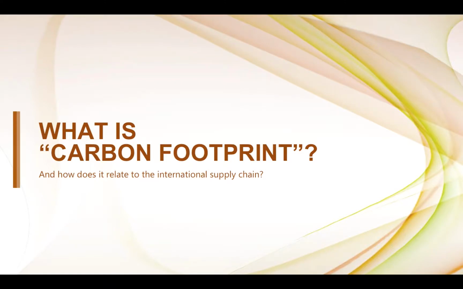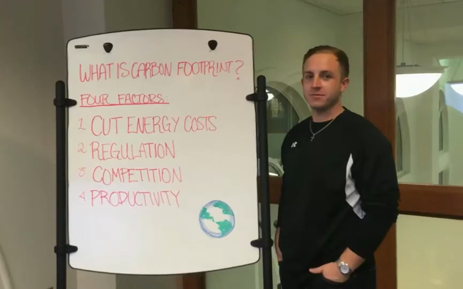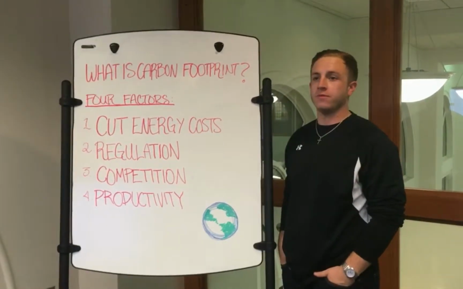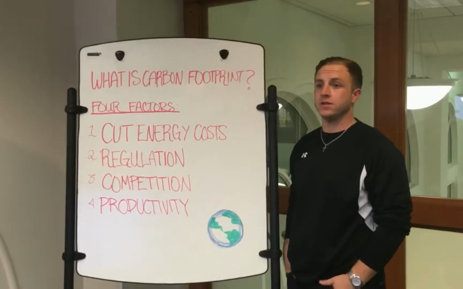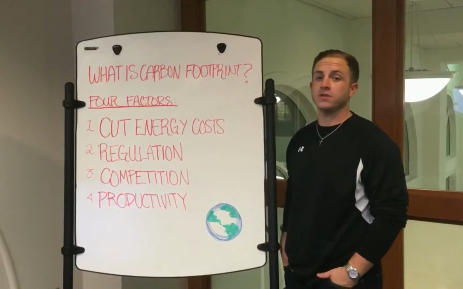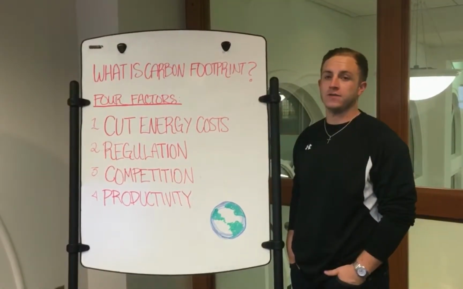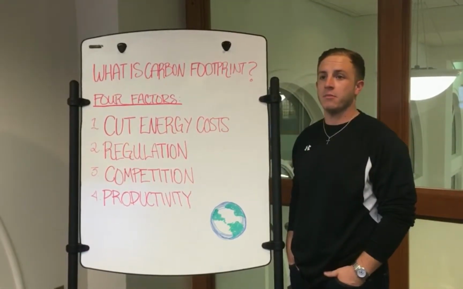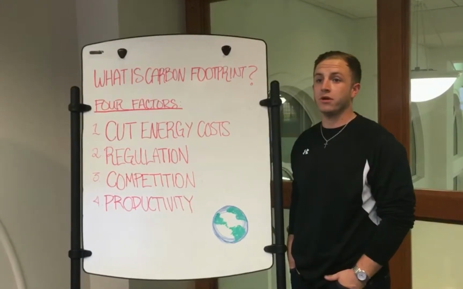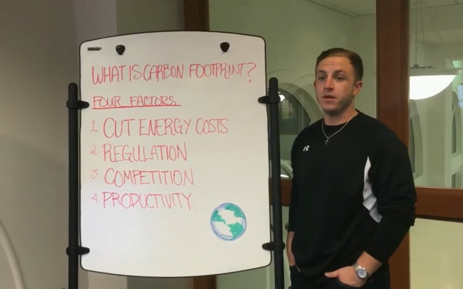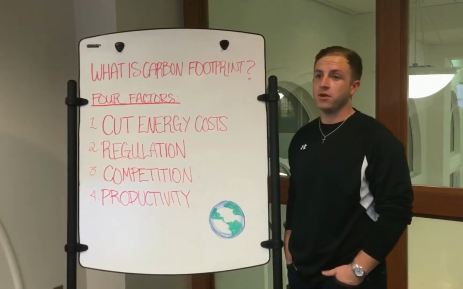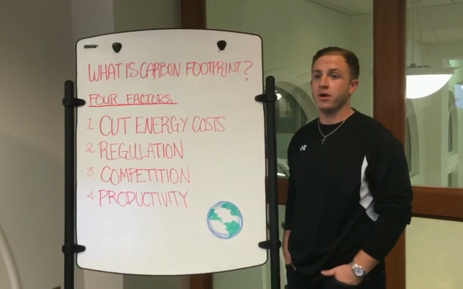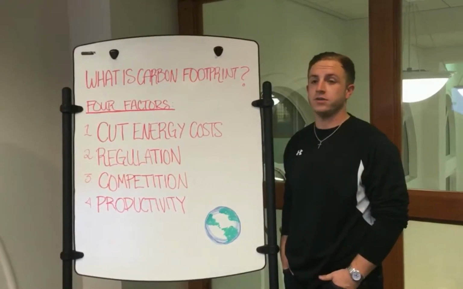What is carbon footprint, and how does it relate to the international supply chain? What exactly is carbon footprint? Carbon footprint is the total amount of CO2 and other greenhouse gases emitted over the entire life cycle of a product or service. This concept helps companies understand the amount of damage a particular product or service causes to the environment. The overall problem with this concept is figuring out how much responsibility a company bears for all of the carbon released by its value chain.